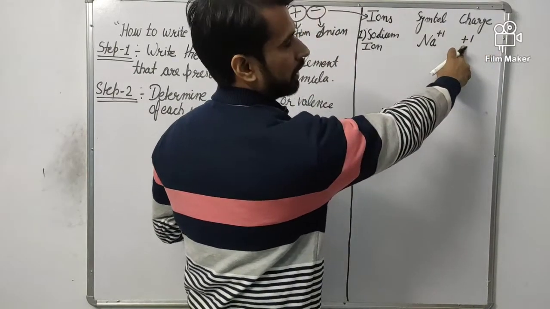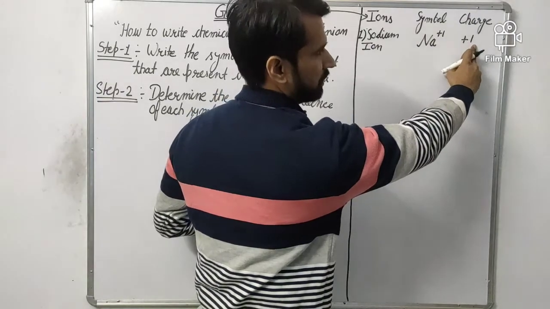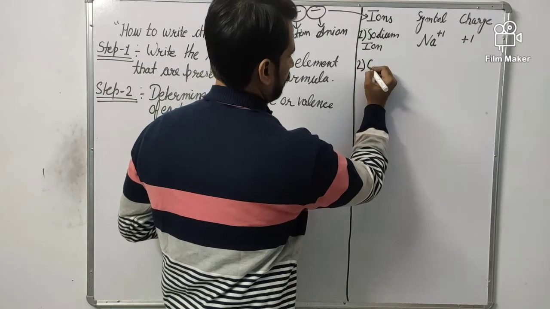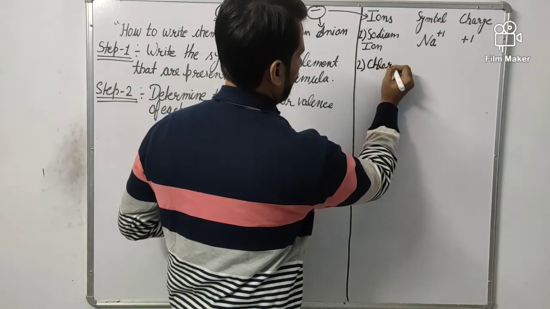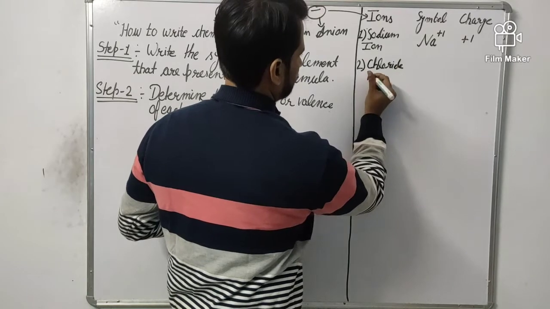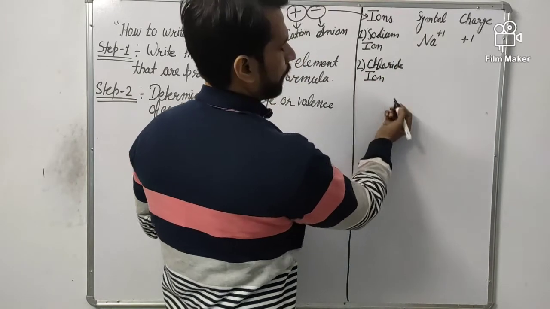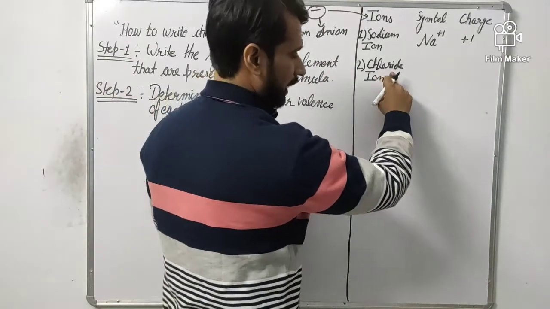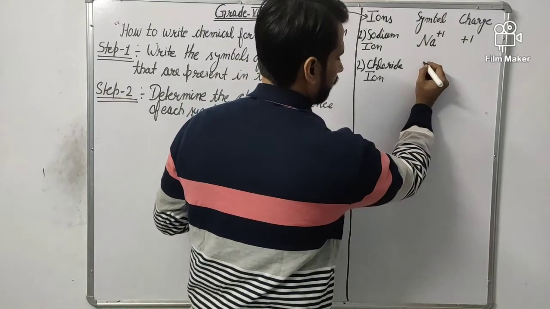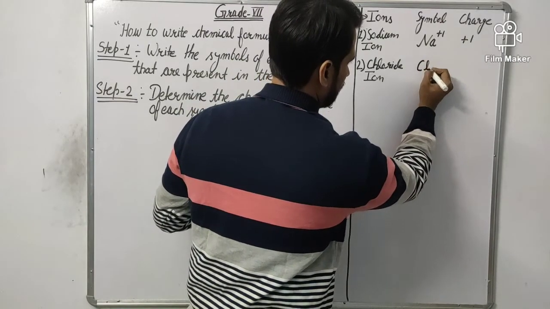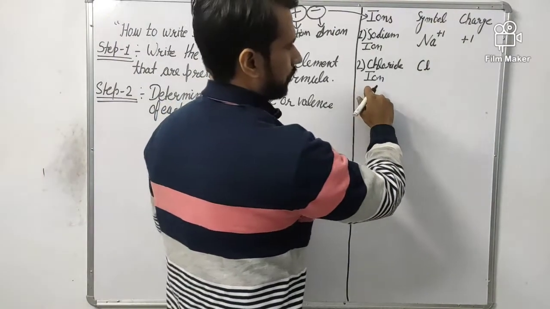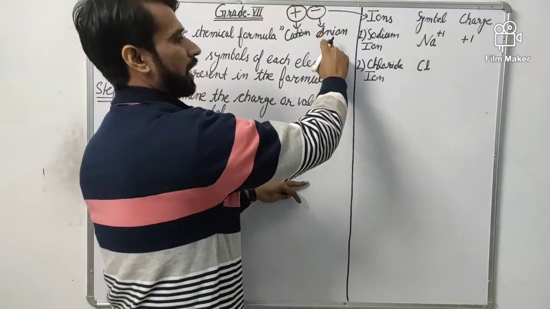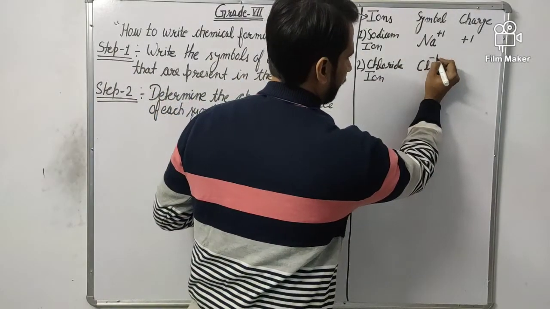Plus means cation and 1 means 1 charge. Second is chloride ion. Okay, chloride is taken from chlorine. Chlorine has symbol Cl. What type of ion is chloride? It is of negative charge, so it is an anion. So chloride ion carries -1 charge.